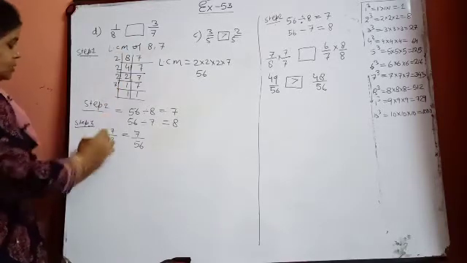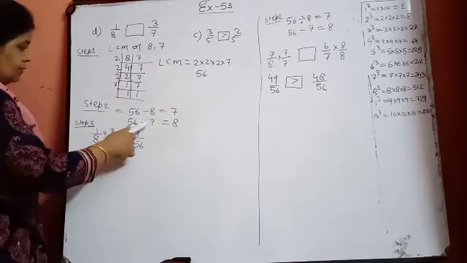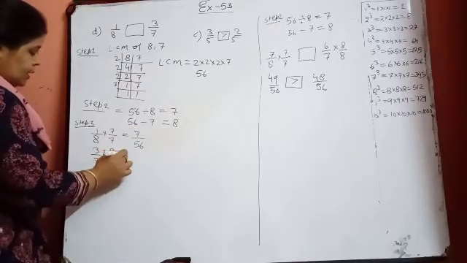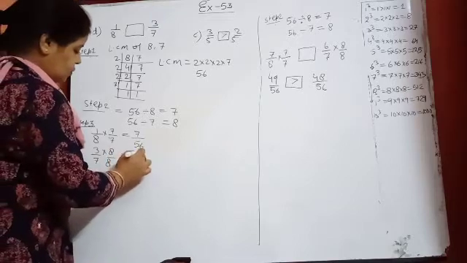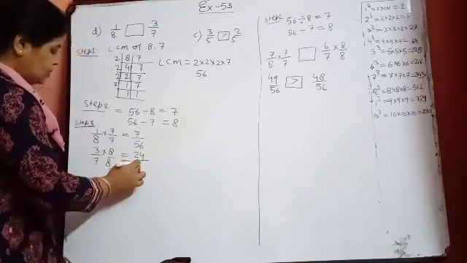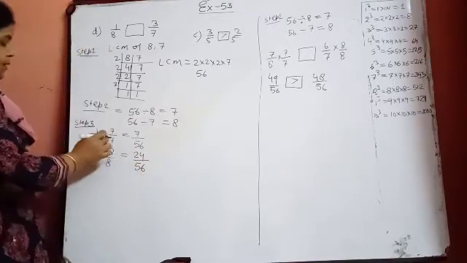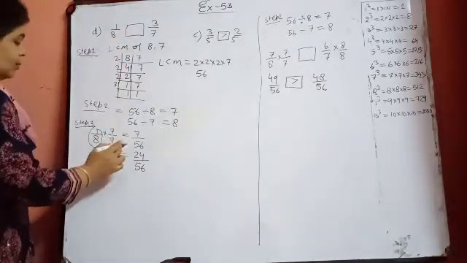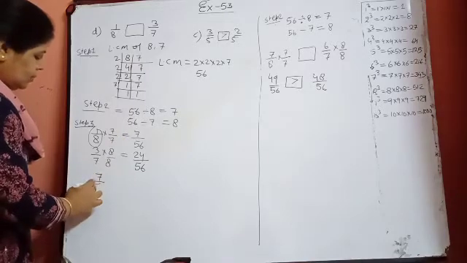Now 3 upon 7, when divided by 7, what came? 8. Multiplied it by 8 upon 8. 8 threes are 24 upon 7 eights are 56. Okay. Now see that, in place of this 1 upon 8, what can we write? 7 upon 56.